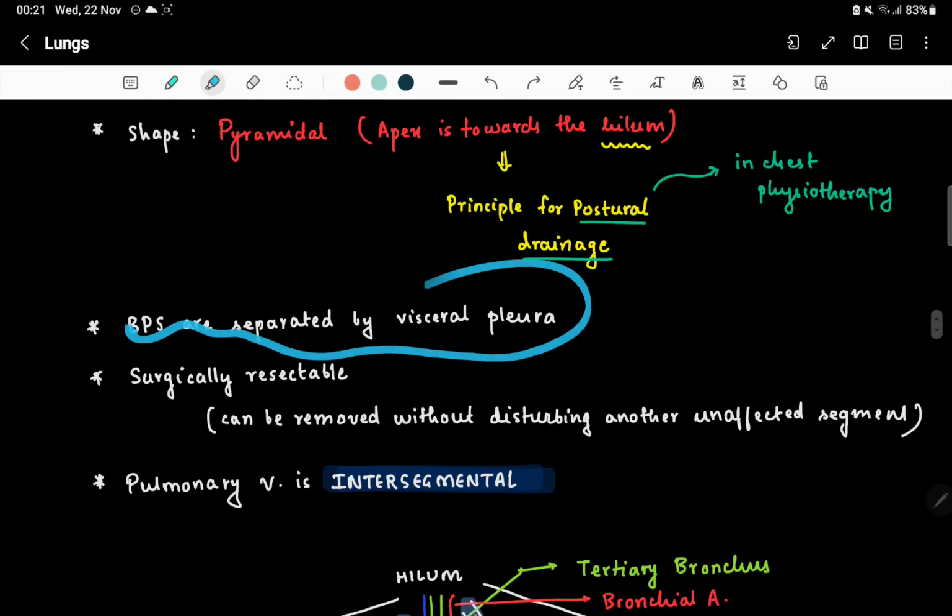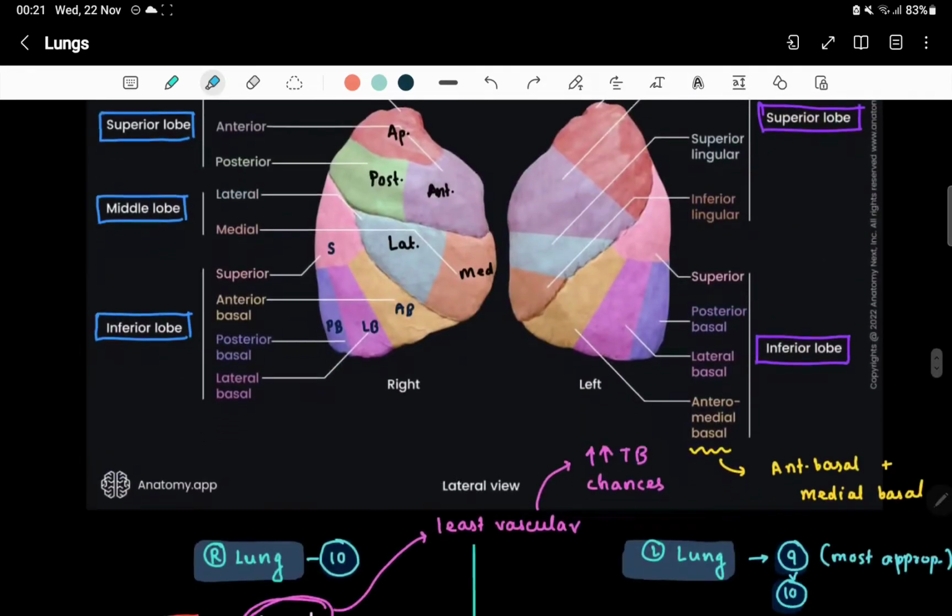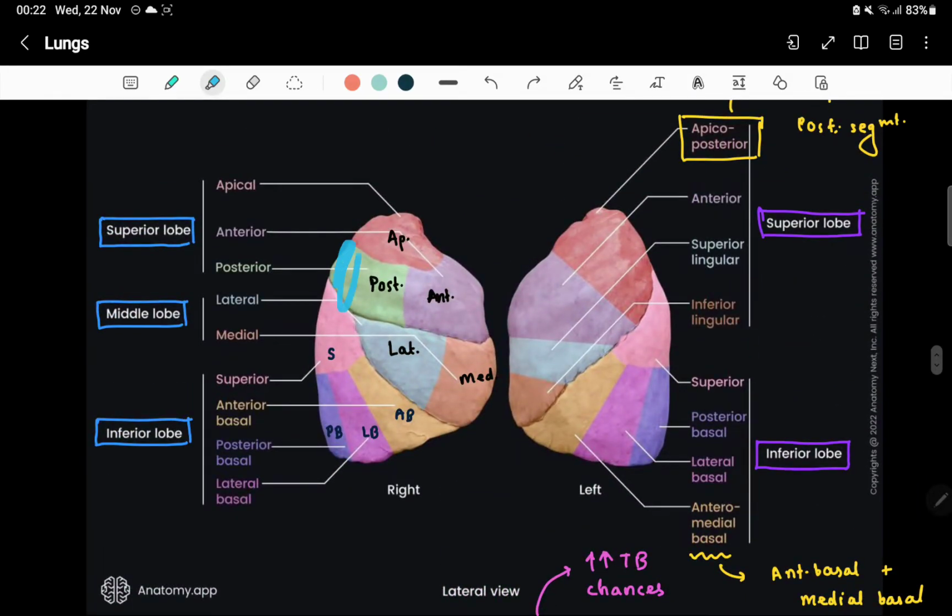These bronchopulmonary segments are separated by visceral pleura. They are surgically resectable, meaning they can be removed. Any segment can be removed without disturbing another segment. For example, if the posterior segment of the superior lobe has carcinoma, you can remove this segment without disturbing the anterior or apical segments. You can just surgically dissect this segment out.